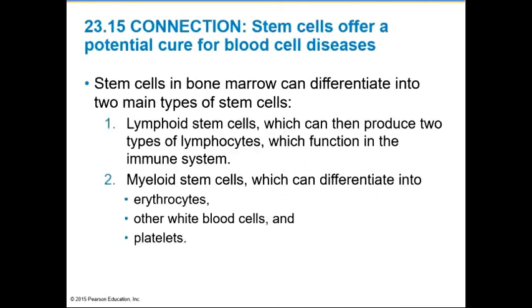In the bone marrow, there are two types of stem cells, lymphoid stem cells and myeloid stem cells. Lymphoid stem cells produce two types of lymphocytes, the B lymphocytes and the T lymphocytes, which are part of your immune system. The myeloid stem cells differentiate into erythrocytes and the other white blood cells besides the lymphocytes, the other four, and platelets.